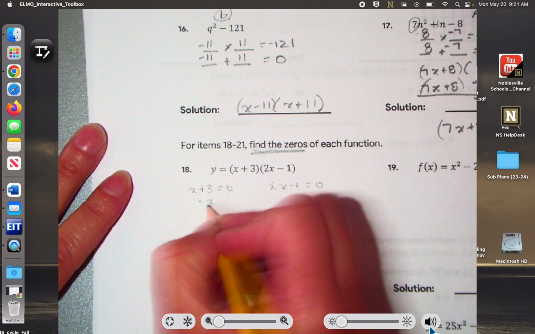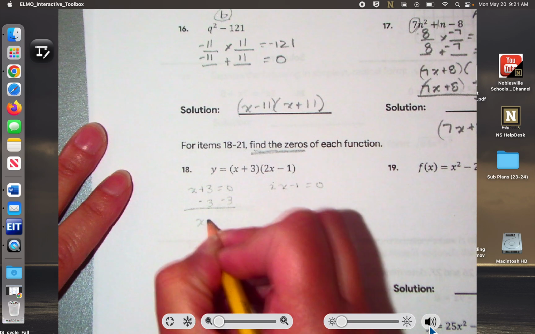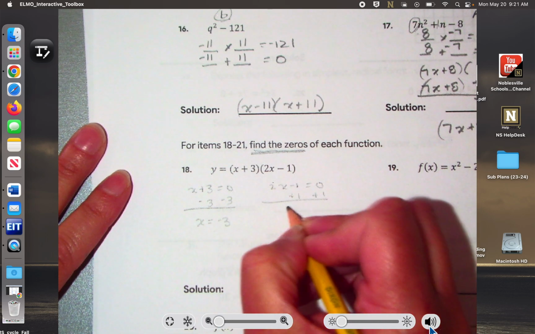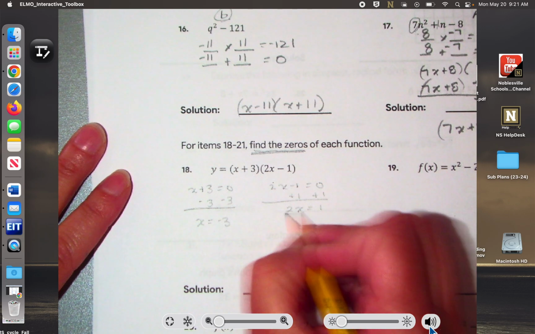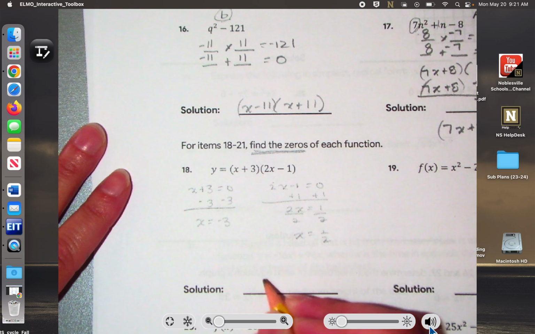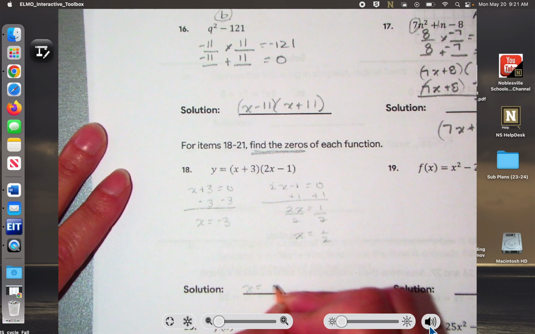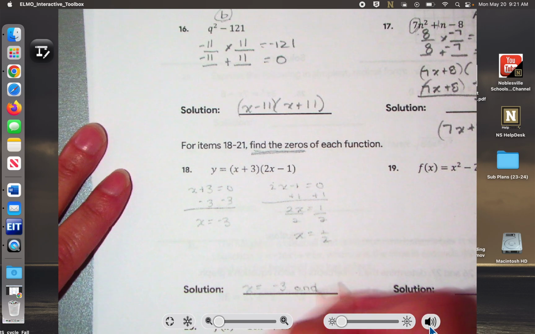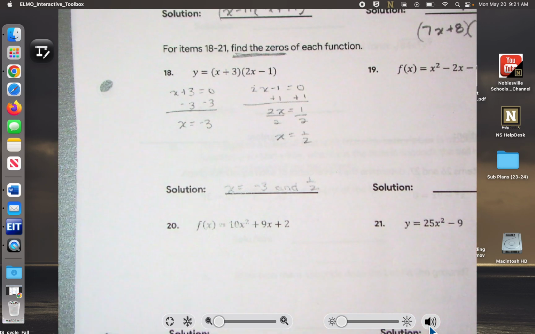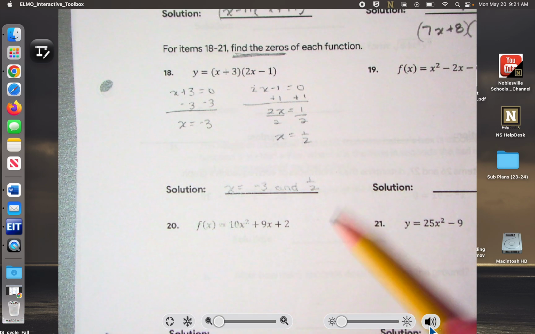So then when I subtract the 3 from both sides, I get x equals negative 3. Two-stepper, so I have 2x equals 1, divide by 2, x equals 1/2. So my x values are negative 3 and positive 1/2. Remember, these are the x-intercepts. That's where the parabola would cross the x-axis.